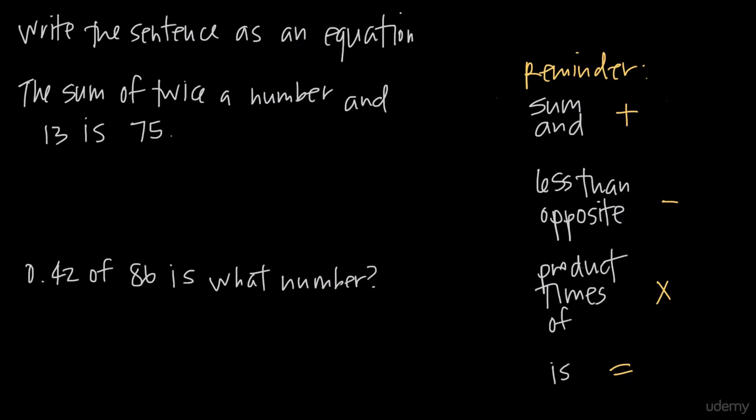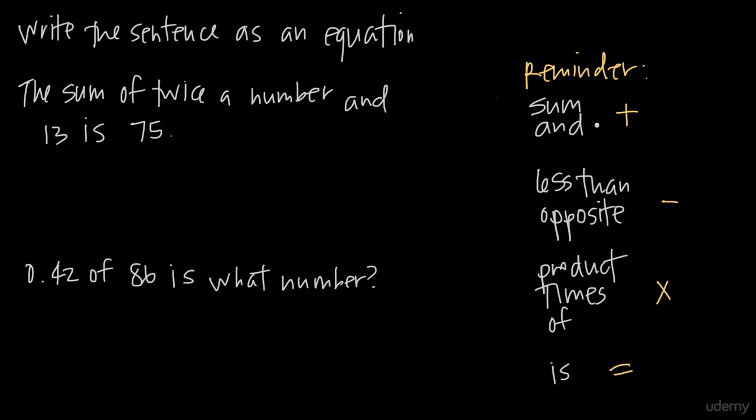In this video, we're talking about how to turn a word problem into an equation. Sometimes we're going to be given a sentence like this: the sum of twice a number and 13 is 75. And what we need to do is come up with an equation so that we can find that number that they're asking for. So what we need to realize is that we have sort of this legend of operations.